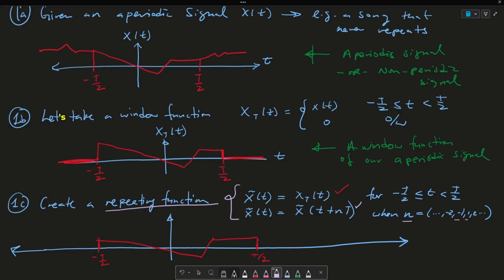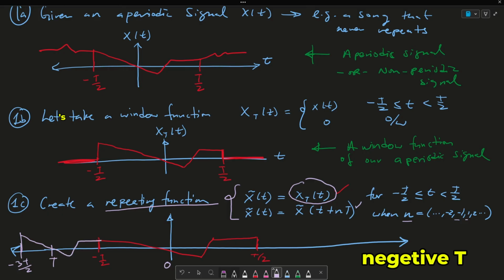When n is equal to 1, we're going to basically shift x of capital T of t by a factor of capital T. So this means that if when n is equal to 0 we were here, then when n is equal to 1, we're going to be at capital T. Then our next marker is going to be at minus 3T over 2, and we're going to get our same function, something like this.